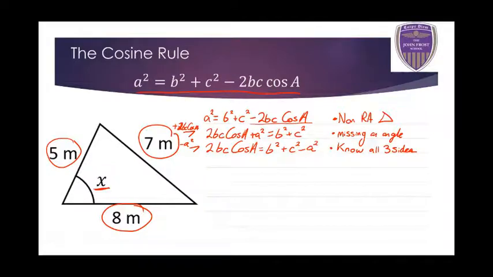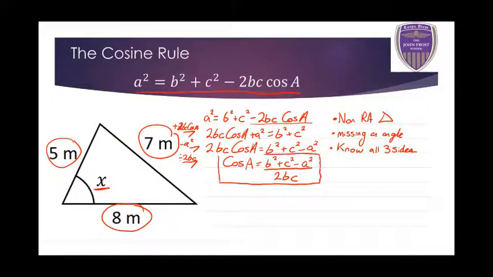Now the final thing I need to do, again trying to get cos a on its own, is get rid of this 2bc. Because I'm multiplying cos a by 2bc, I need to divide both sides by 2bc. And that will leave me with cos a on the left-hand side, and then b squared plus c squared minus a squared, divided by 2bc.